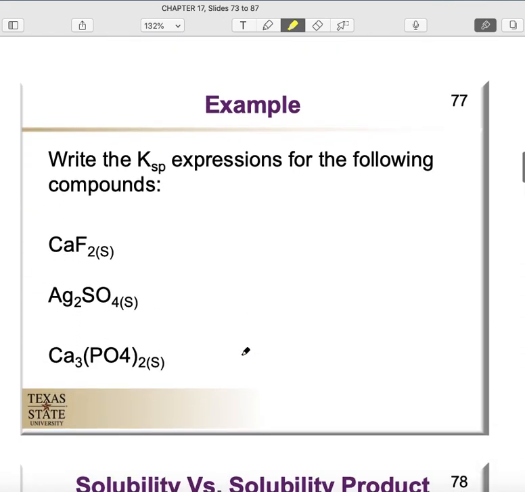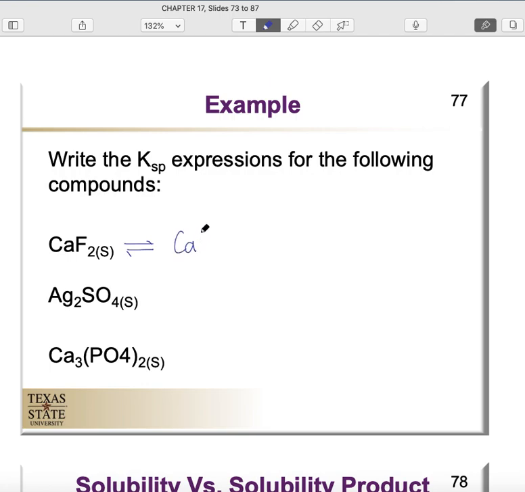All right, let's go ahead and do a couple of examples. So the question here is, write the Ksp expressions for the following compounds. We have 3 solid compounds. These are 3 independent problems. We're going to start with the first one, the calcium fluoride. So we're going to write a double-sided arrow to indicate that we have an equilibrium process. We are then going to separate that compound into the 2 ions. The first ion is the calcium ion.